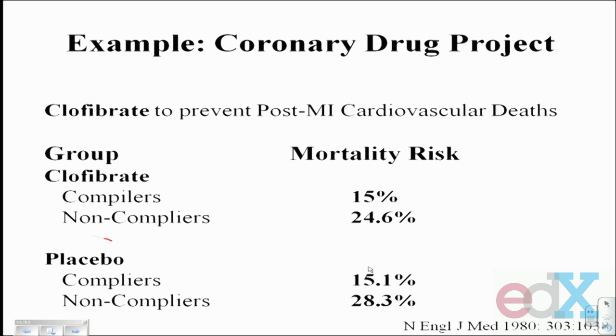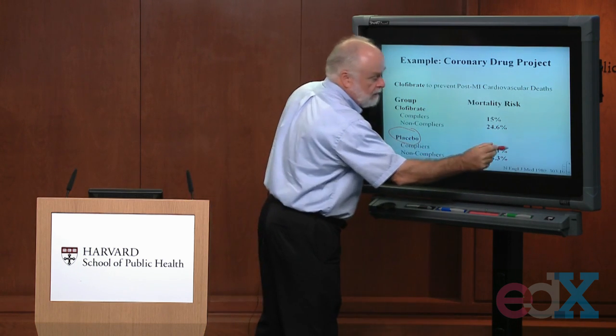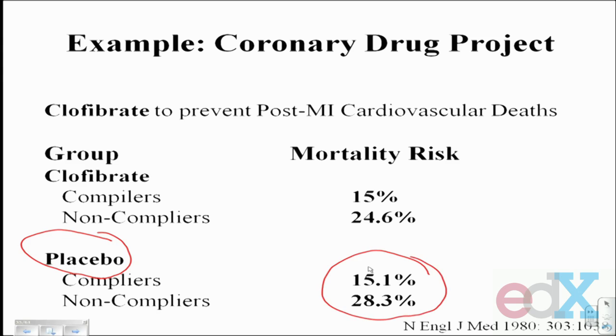The problem is they also did an analysis just looking at the people who were taking the placebo. Now remember, the placebo has no biologic effect on this outcome. It's just a pill with no active ingredients in it that should not affect your chances of dying. In the placebo group, they asked the individuals, did you take the pills that were assigned to you or not? Some were compliers, some were not compliers. These individuals did not know that they were taking a placebo. But look at the outcomes among the compliers and among the non-compliers. It's almost the same as what we saw among compliers to non-compliers in the active treatment group, the clofibrate group.